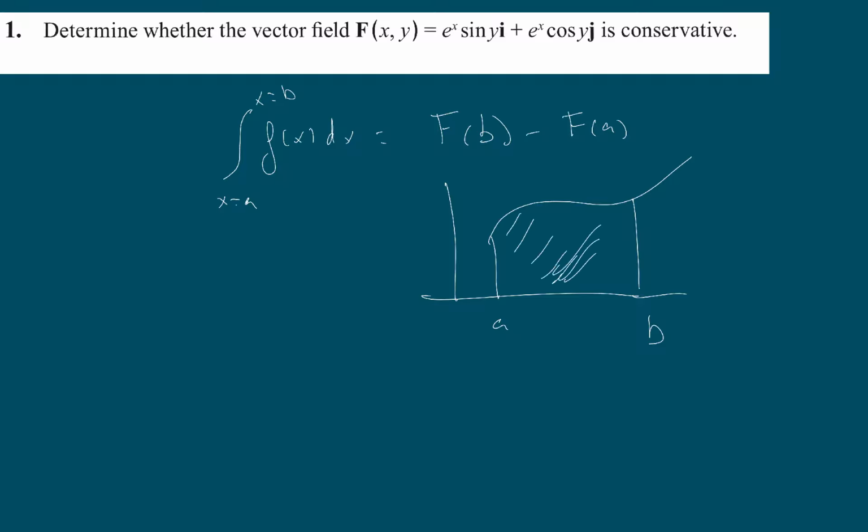So in some way, the information of the region is contained in the information of the antiderivative. The difference F of b minus F of a, the evaluation of the antiderivative at the point b minus the antiderivative at the point a, will give you the area. Wow. But now we'll see something similar for vector fields.